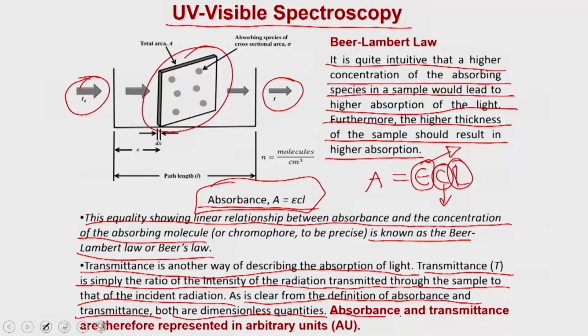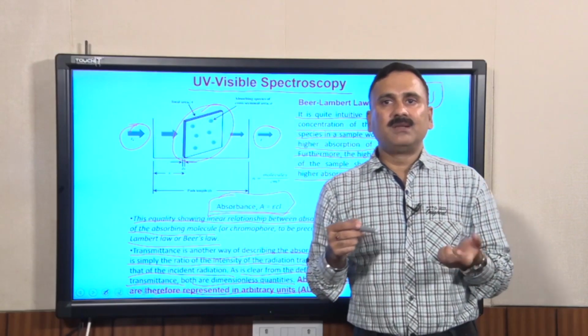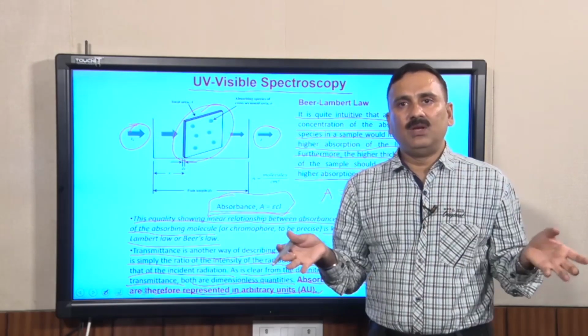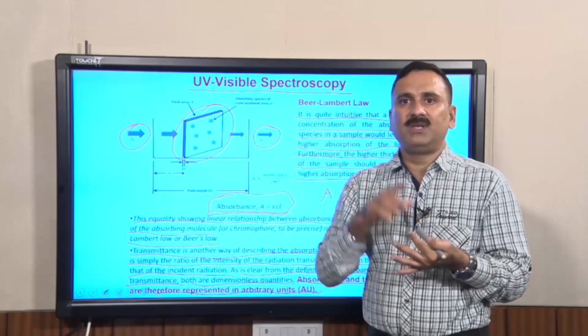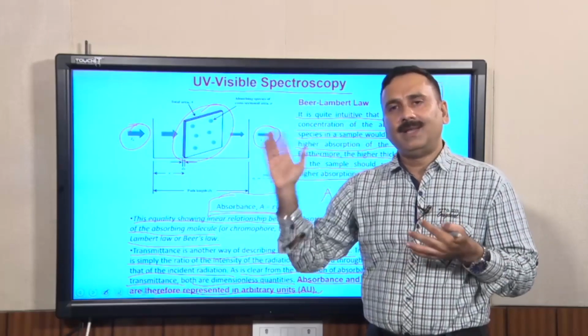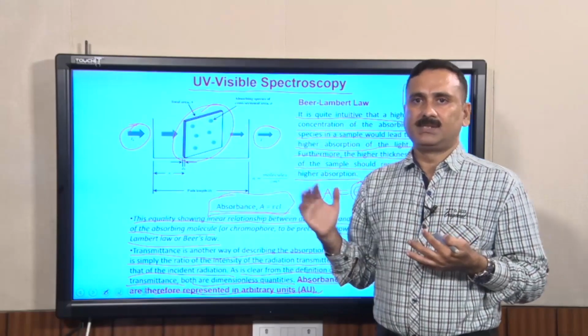and that is why absorbance and transmittance are represented in an arbitrary unit, that is called AU, which means these values have no real sense because it can be any value, because these are arbitrary units. So, there is no unit. It can be just say 0.2, 0.3, 0.4, that is all arbitrary units.